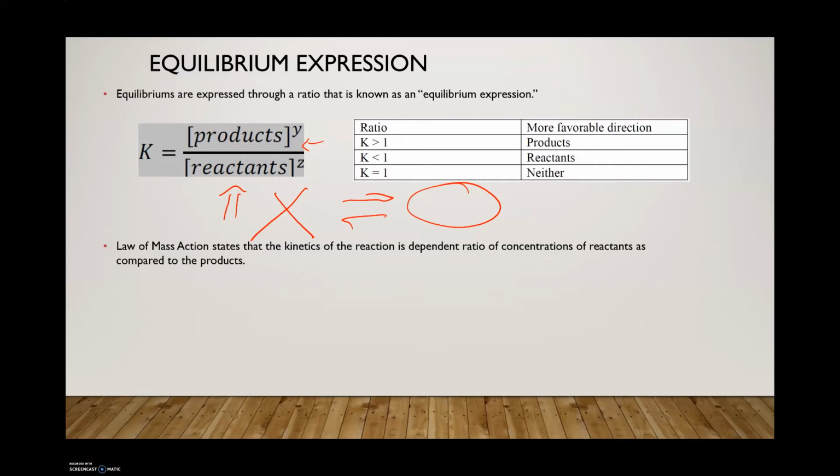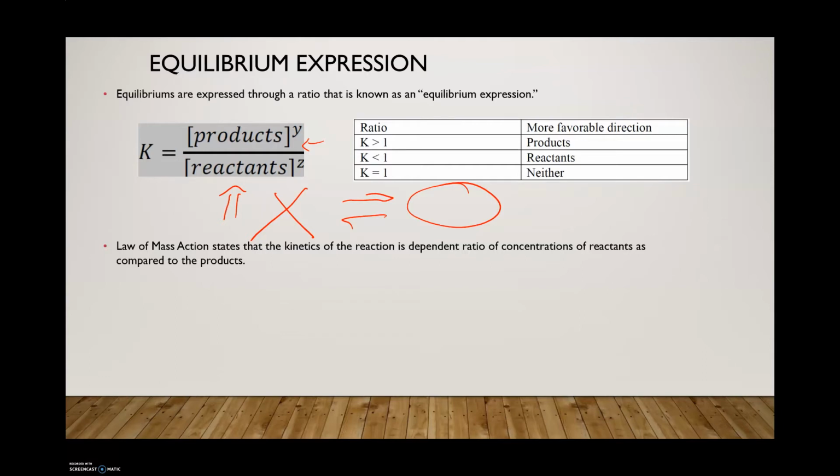Now, the other part that we have to do is we have to understand how the expression is set up. Y and Z are the other two components. Now, Y and Z are obtained from the balanced equation. And so they are actually the molar coefficients for that reaction.